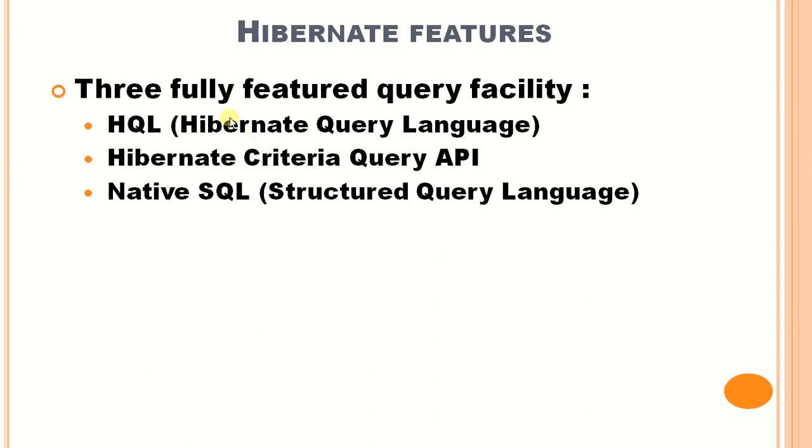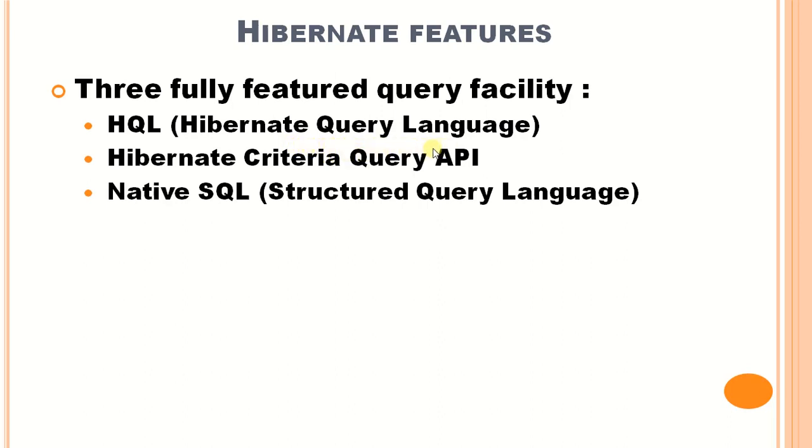Here when you use the HQL, this HQL query language is similar to structured query language. Okay, so here you can write the HQL queries. In case you don't want to write the query statement, instead you want to write the method calls to generate the query, then you can go for the hibernate criteria query API.